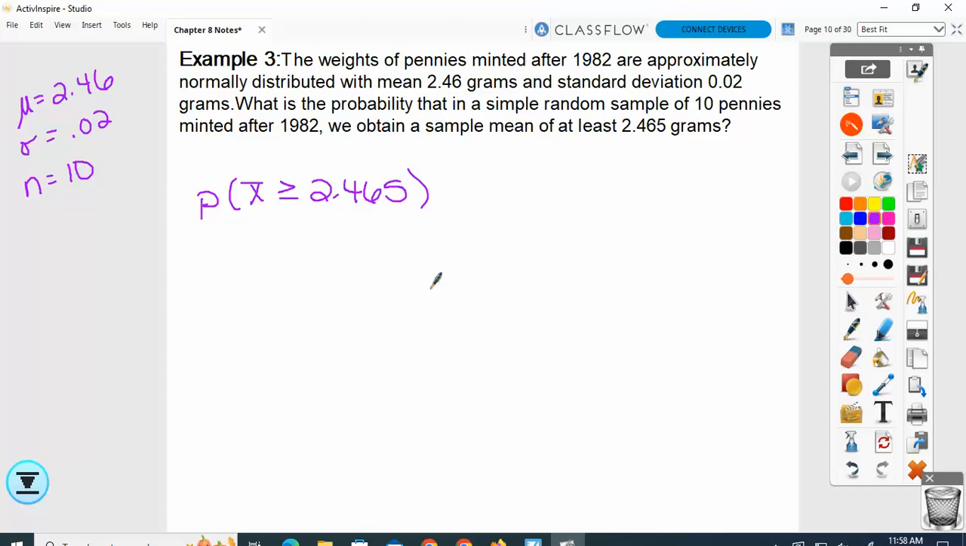All right, think back to what we have been doing. What do I need to turn that into? A z-score. But I am talking about the x-bar. So if I'm going to turn that into a z, I need the mean and standard deviation for x-bar. So the mean for x-bar is the same as the population mean, 2.46. Standard deviation for x-bar is the population standard deviation divided by the square root of n.